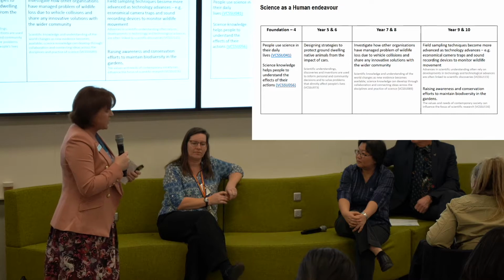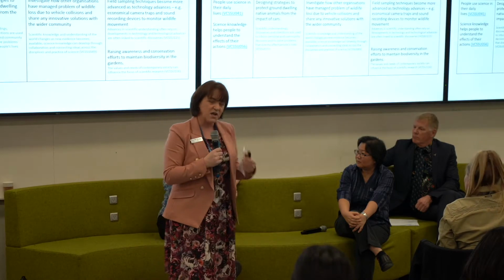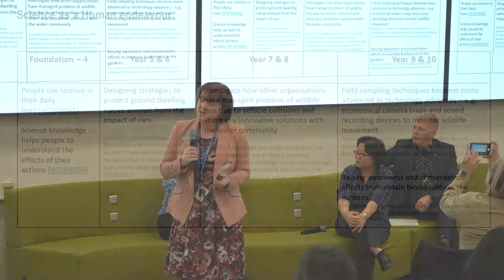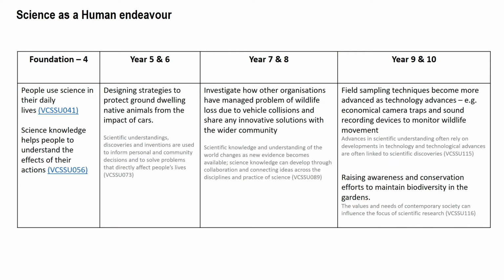Another part of the curriculum which I think is sometimes overlooked is science as a human endeavour. Now the Victorian curriculum has put this under science understandings, but it's actually a really, really important part because this is the humanity of science. Science is a human creation. And so science as a human endeavour draws our attention to things like scientific understandings and discoveries are used to inform decisions. If we go up, advances in scientific understanding rely on developments in technology.